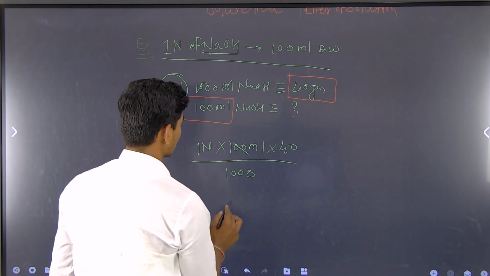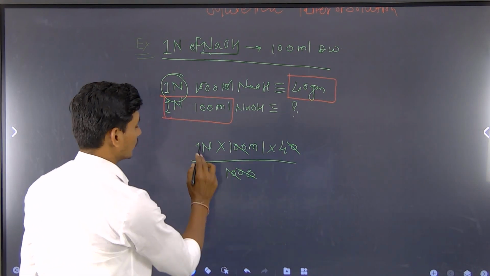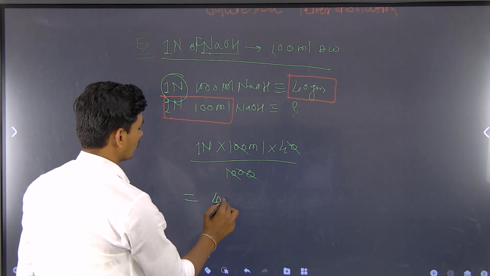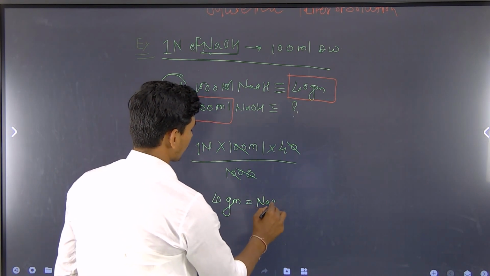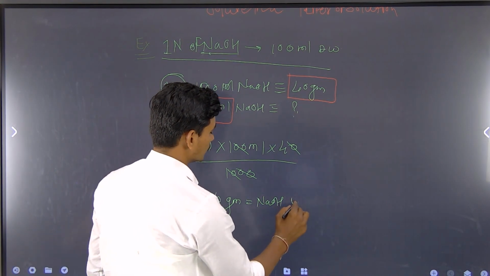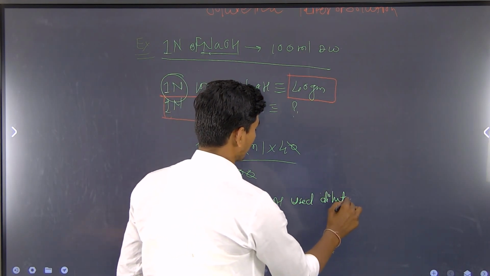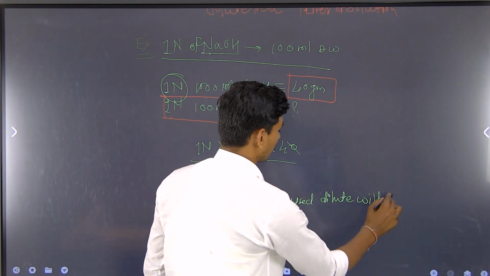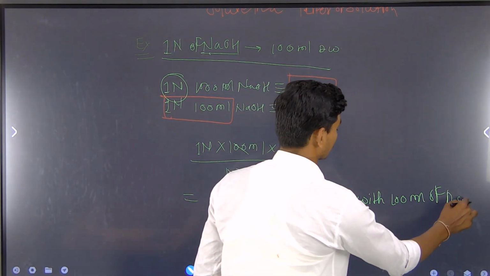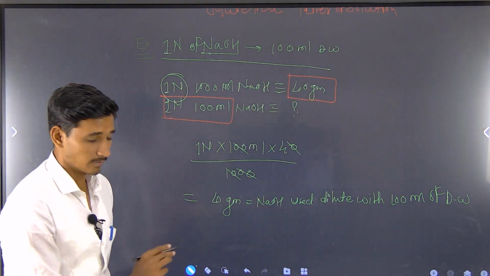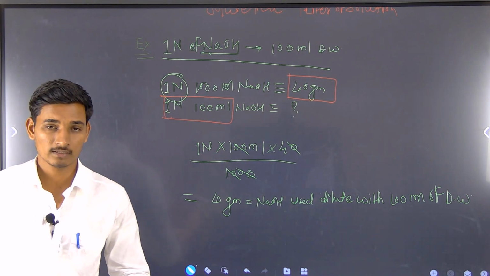So these two zeros cancel, this one zero cancels, and 4 into 1 gives only 4 gram of NaOH to use and dilute with 100 ml of distilled water. So this is the preparation of one normal NaOH solution.